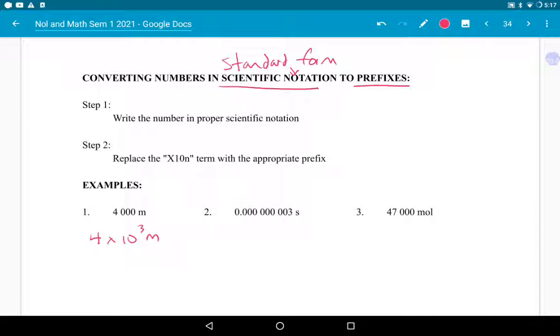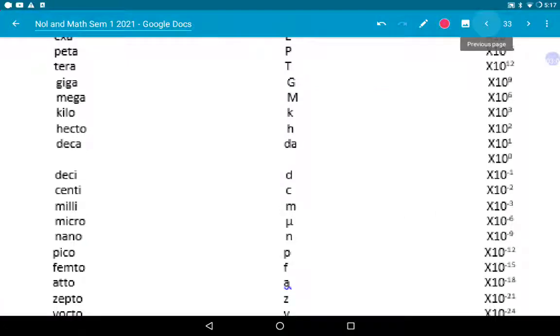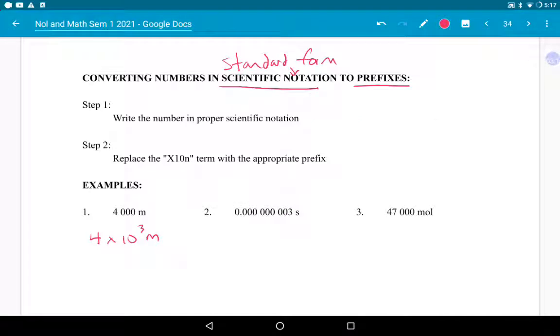And then we go and we look and we say, okay, well, what's 10 to the 3? 10 to the 3 is right here. That prefix is kilo. So 4,000 meters, that makes sense. That's 4 kilometers. We've represented that standard number with the prefix kilo. Okay, so we go from standard to scientific to prefix. So this is standard, scientific notation, and this is prefix notation.